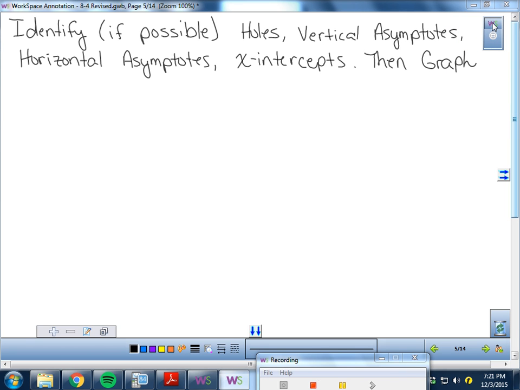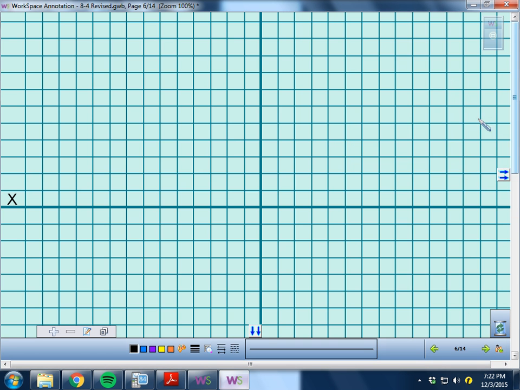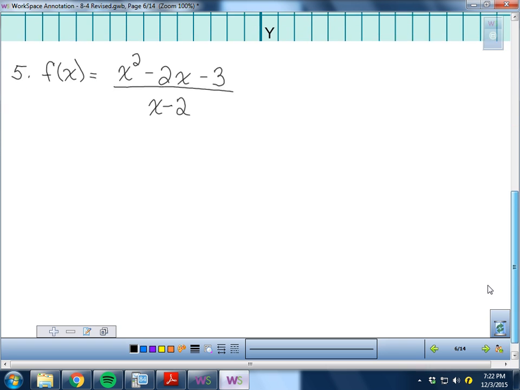So this is a heading. You're going to want to have some graph paper or draw some graph paper. Okay? To do these. Oh, my thing went away. There it goes. All right. So we're going to identify possible holes, vertical asymptotes, horizontal asymptotes, x-intercepts, and then we are going to graph it. All right, so let's take a look here.